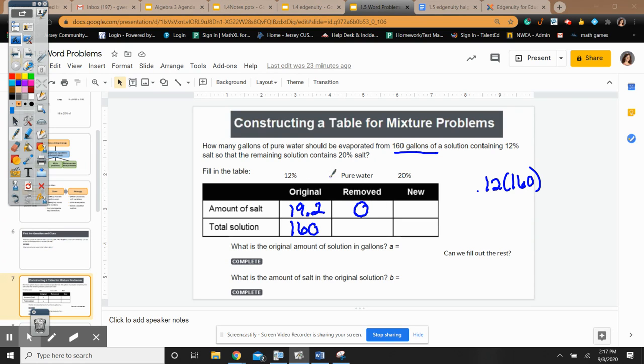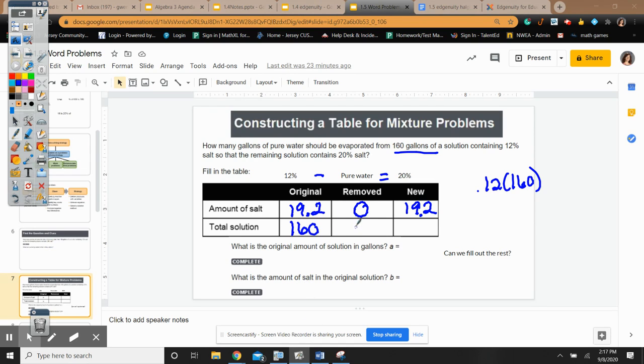That's 0. So you have the 12%. We're going to take out the pure water, and we're going to get 20%. So how much salt is going to be in my new solution? That's going to be 19.2, excuse me. Okay, so how much water are we taking out?